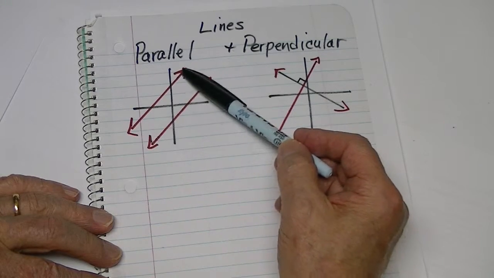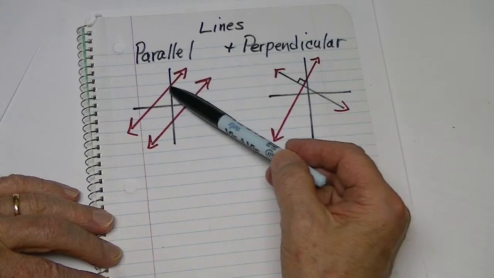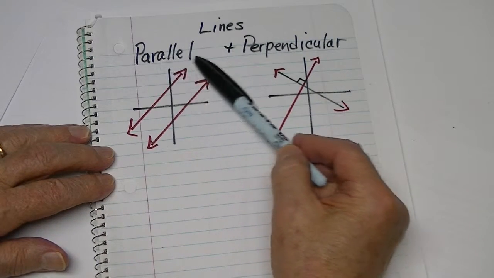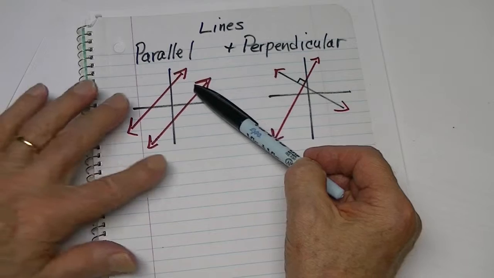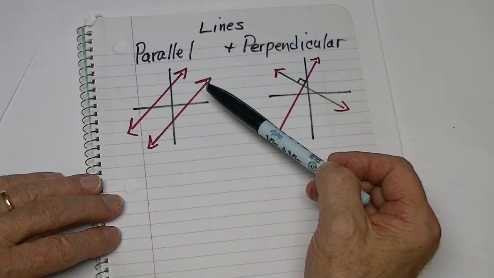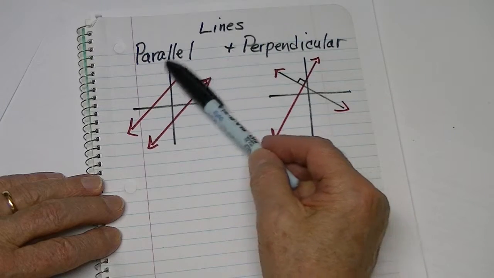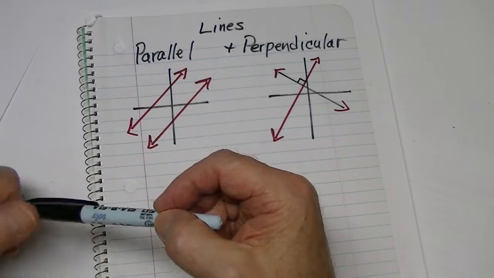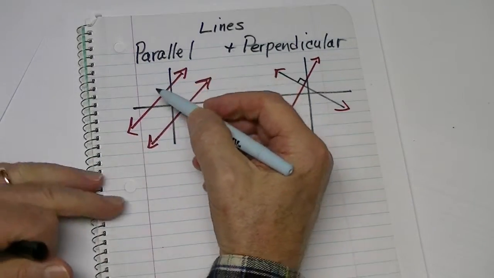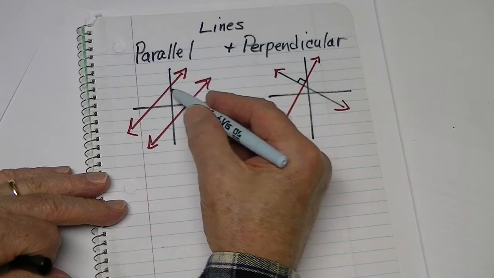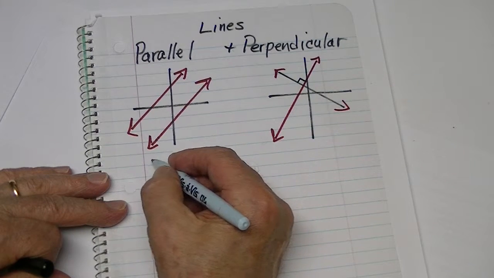Now, I plotted these two equations, and as we look at them, we see the lines are parallel. That is, they're never going to intersect. So what might we conclude about this? Well, one of the things we might say is the slopes of both of these lines are the same.